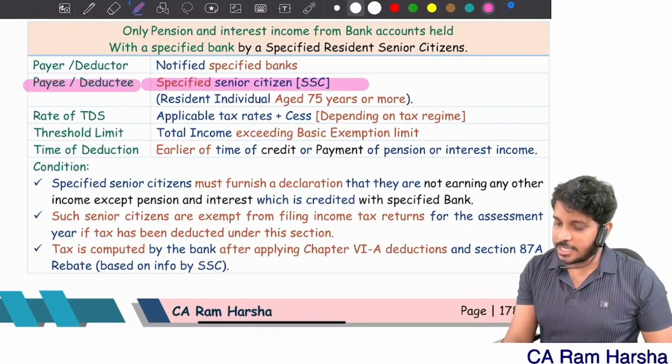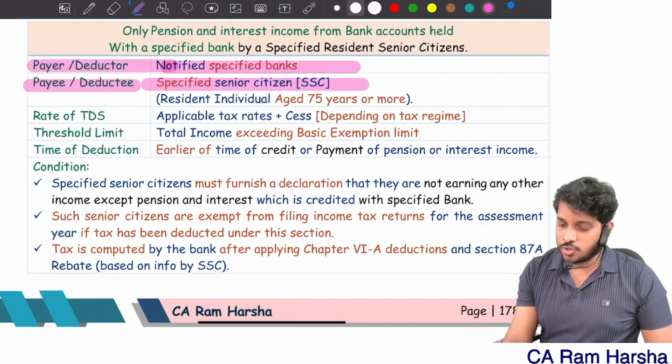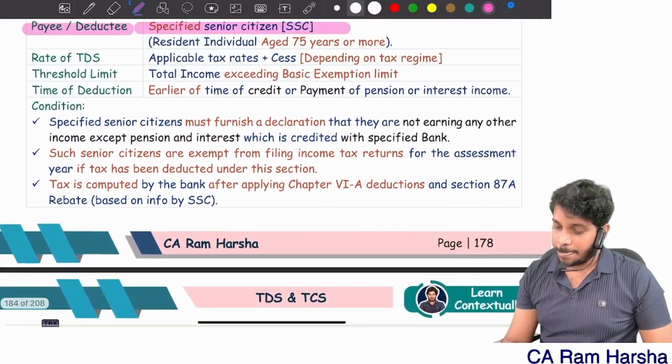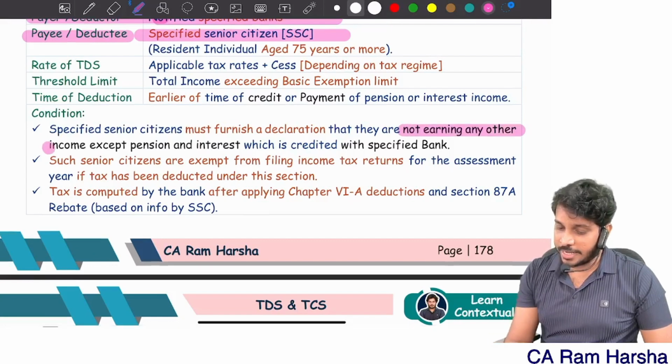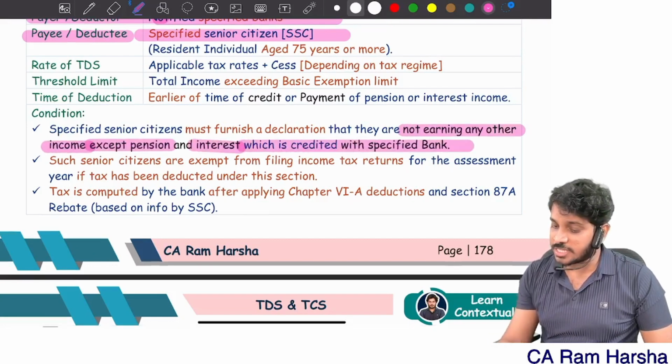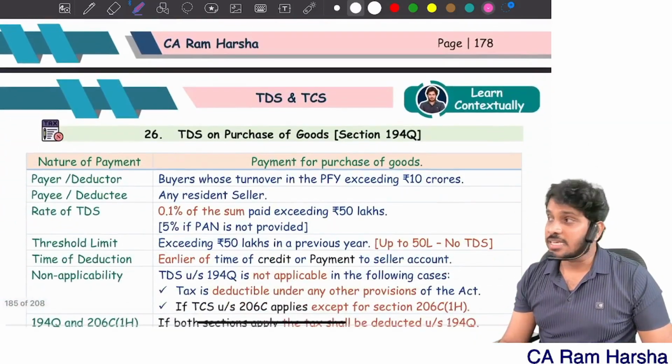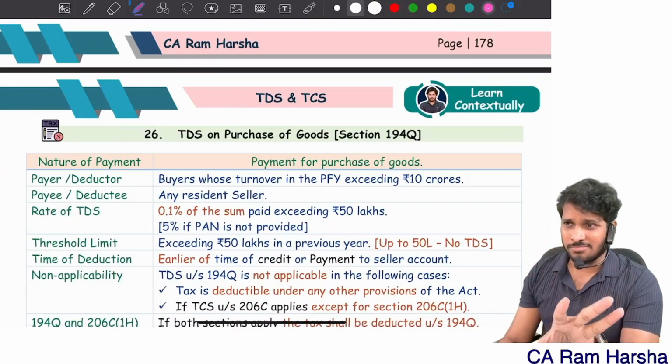So recipient is who? Specified senior citizen. Payer is who? Specified bank. A bank is called a specified bank when the senior citizen is not earning any other income except pension and interest, which is credited with the specified bank. Yes or no? That's it, easy. 194P is not a big deal, yes or no?